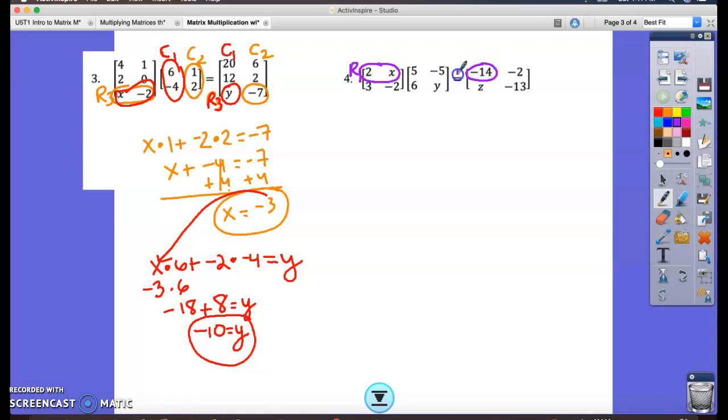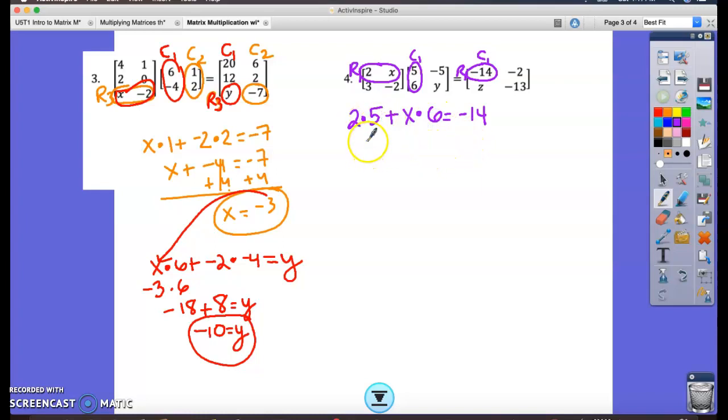Now, -14 is in row 1, column 1. So I am going to use column 1 right here, the 5 and the 6. So 2 comes first in row 1. Who comes first in the second purple circle? 5. That's my girl. And then x comes second. Who else comes second? 6. That's my girl. And together they will become this lovely -14 once I do the math.